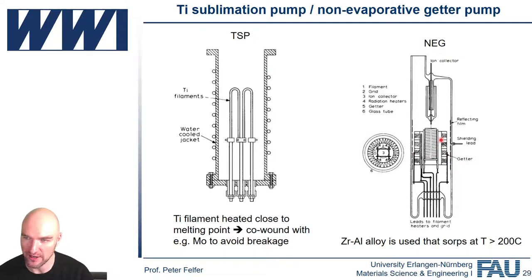They're especially good for hydrogen, because they can reversibly sorb hydrogen. So all other things that they sorb is usually permanent. Oxygen, carbon, nitrogen, that's permanent. But hydrogen is reversible. So if you heat them up, you can get rid of all of the hydrogen again, and then it sorbs hydrogen again. So for example, you can combine a non-evaporative getter pump with a turbo pump, and you've got a very good atom probe system. And so they just sit there and just do their thing without you having to do anything.